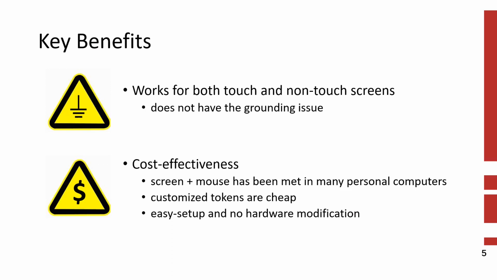The benefits of the interface are twofold. First, it works with both touch and non-touch screens. Unlike tangibles based on capacitive touch screens, it does not have the grounding issue. The user does not have to keep seizing the tangible for interaction. Second, it is cost-effective. Its hardware requirements might have been met in many personal computers. The customized tokens are also very cheap. The setup is easy and incurs no hardware modification.